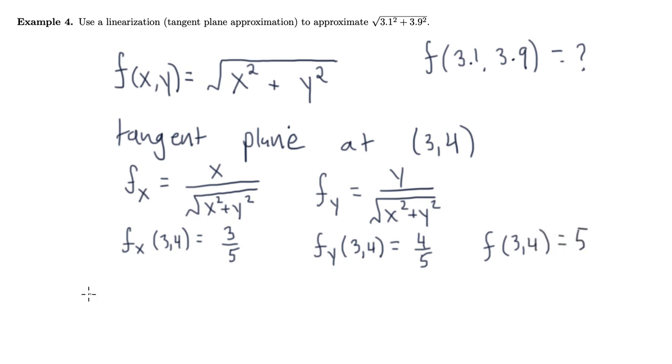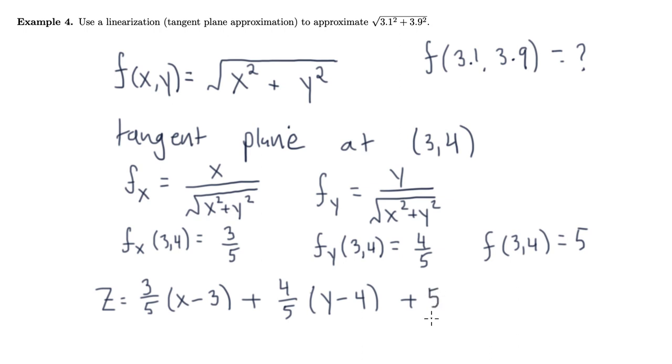So the tangent plane is going to be, well, the rate of change in x, which is 3/5, times (x minus 3), plus the rate of change in y, 4/5, times (y minus 4), and then plus the function value at (3, 4), which is 5. So there's the tangent plane, and now I want to use this tangent plane, or the linearization, to approximate this value. So let me just plug in 3.1 for x and 3.9 for y.